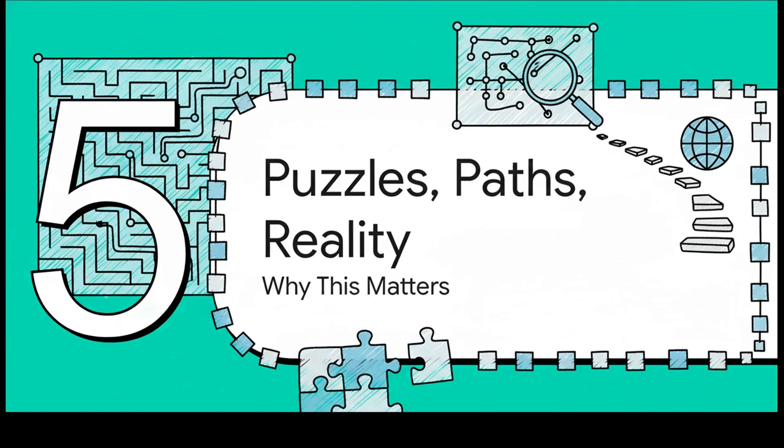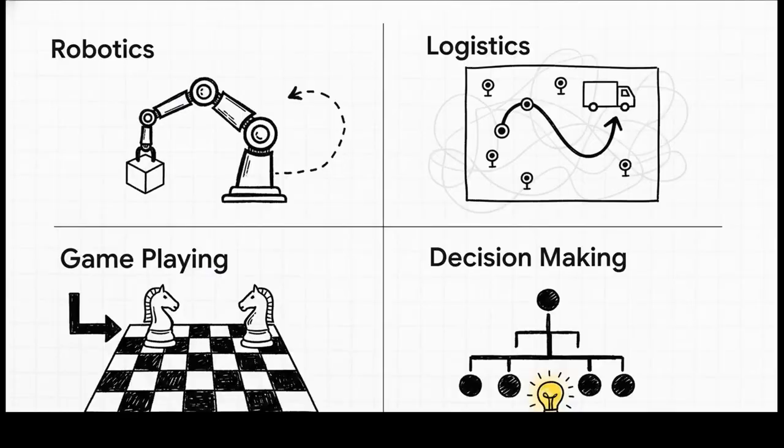All right, that was a lot of theory. Nodes, queues, complexity, all that stuff. So let's land the plane and talk about why any of this actually matters in our final section: puzzles, paths, and reality. Because this stuff isn't just for classroom puzzles. These search algorithms are the engines running under the hood of so much modern tech. Think about robotics, planning the perfect motion for a robot arm, or logistics, finding the absolute fastest delivery route. Even in video games, this is how the AI opponent figures out its next move to beat you. It's all just searching for the best possible plan.